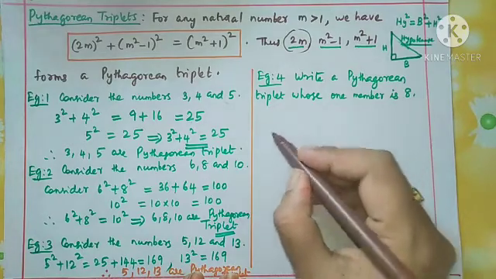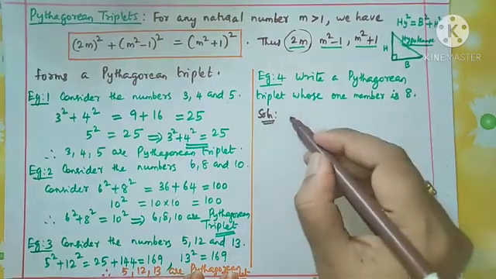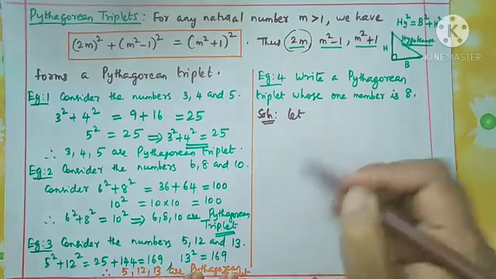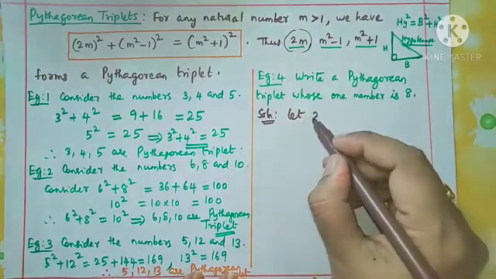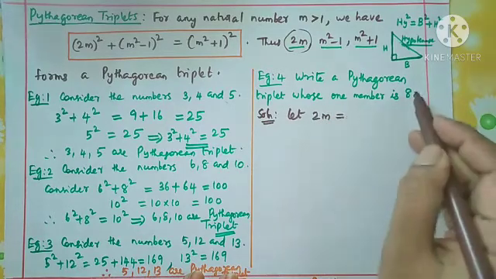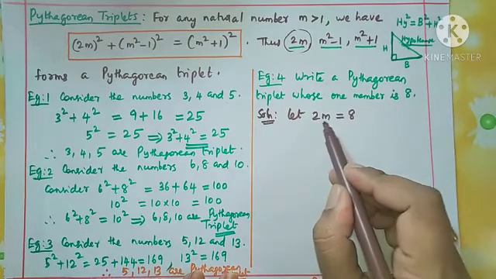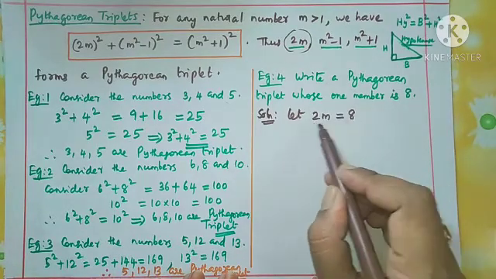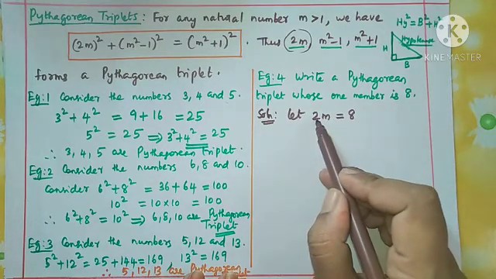So when you write the answer, you write: let one of the members, 2m, be our given number 8. So 2m is equal to 8, if it is an equation. How will you find the value of this m? We studied earlier, 2 into m.